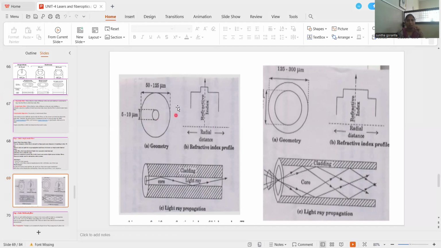Okay, this is the step index refractive index profile diagram, and this is the radial distance, and this is the light ray propagation in the single mode step index optical fiber.